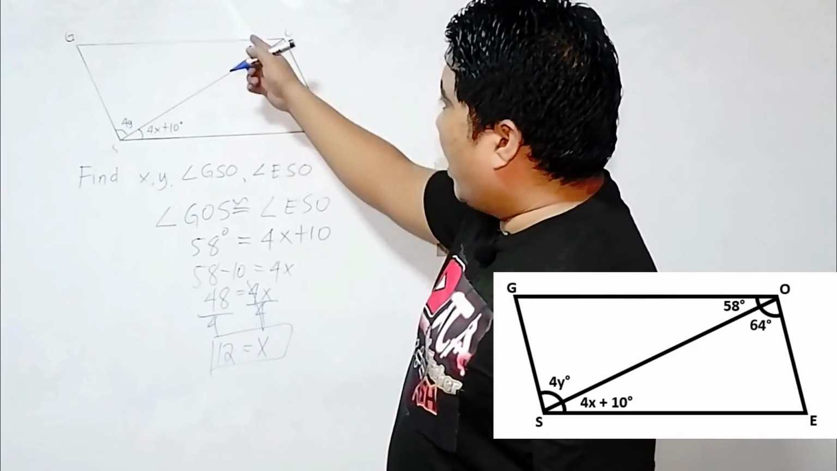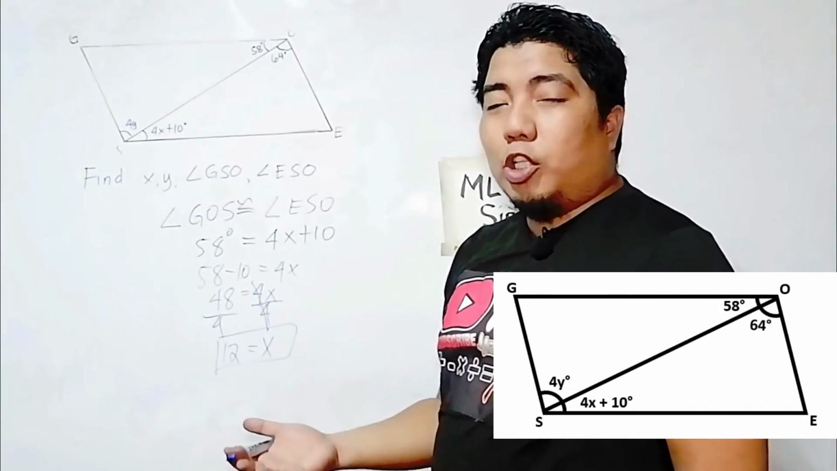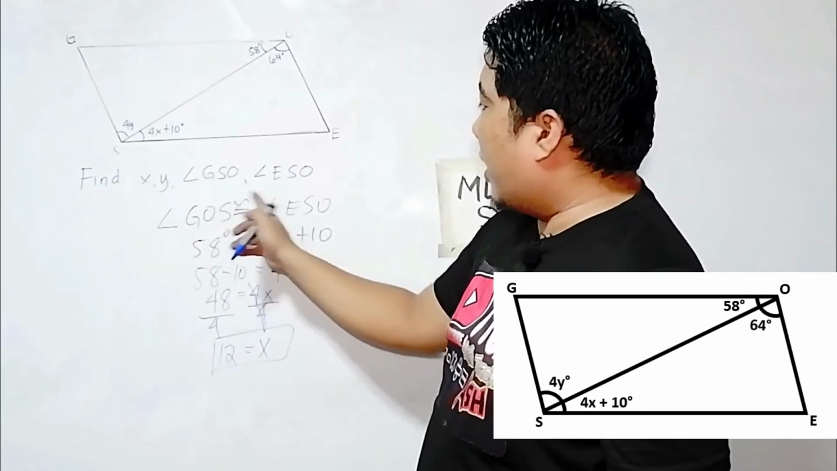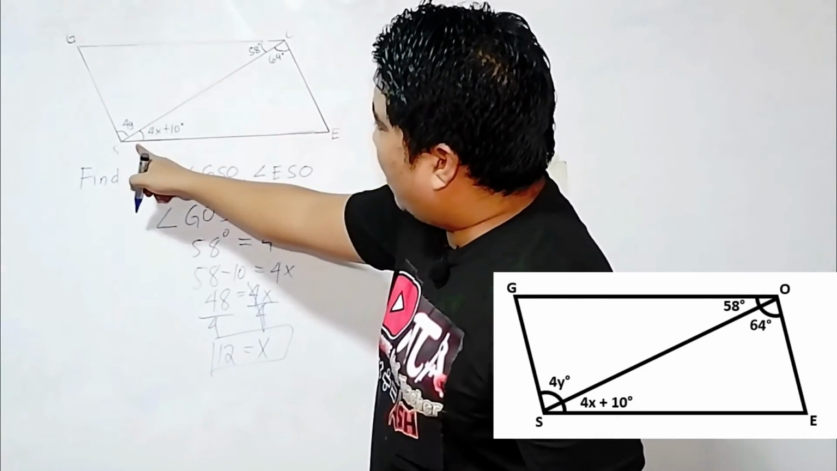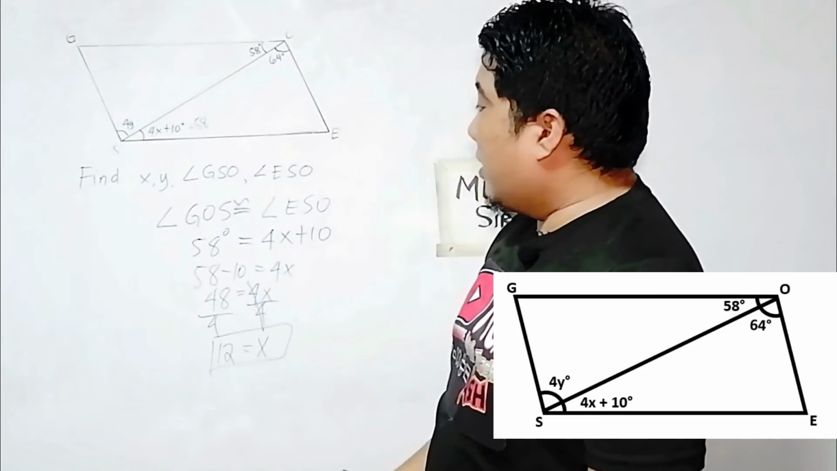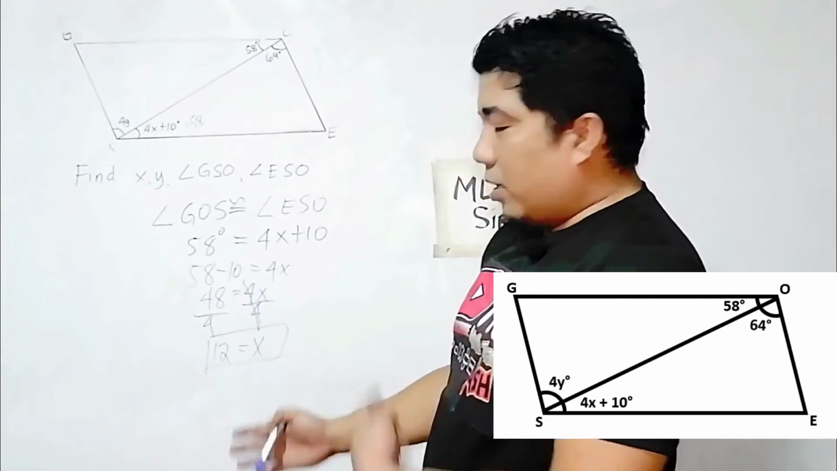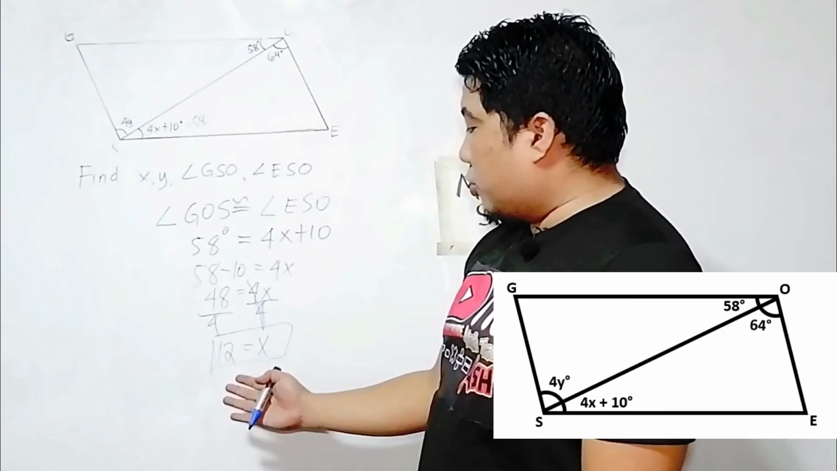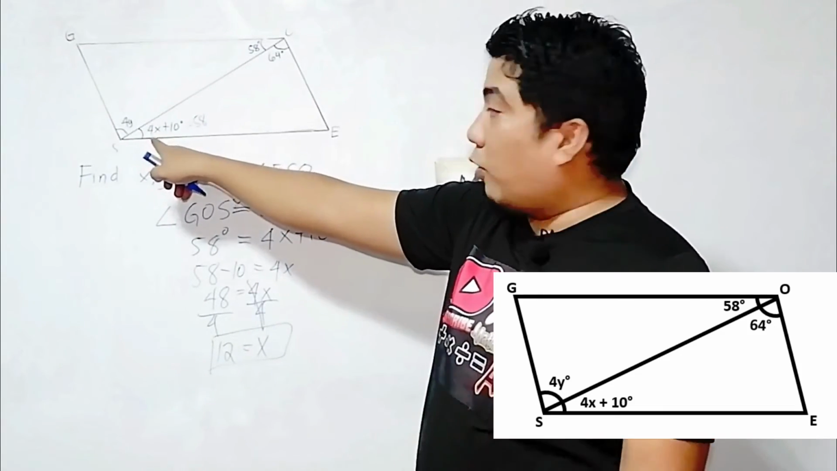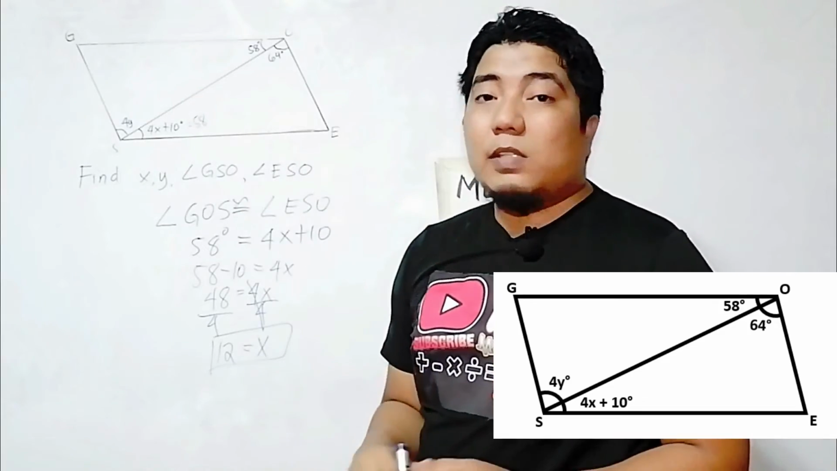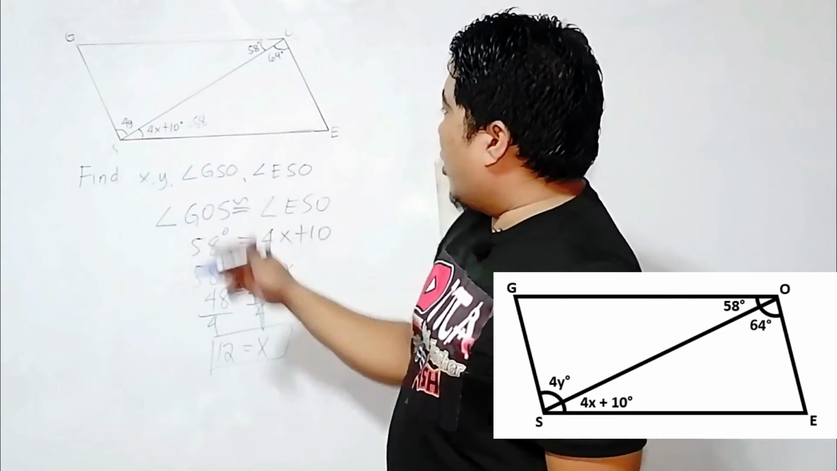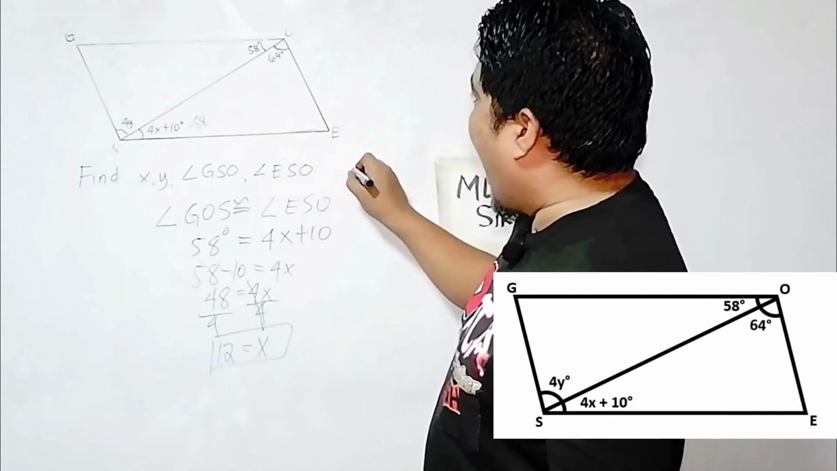Of course, by applying the relationship that alternate interior angles are congruent, or even by just looking at this angle, 4x plus 10 is also equal to 58 degrees. Why is that so? Let's just try to substitute the value of x. 12 times 4, that is 48. 48 plus 10, that is 58. Easy, right?